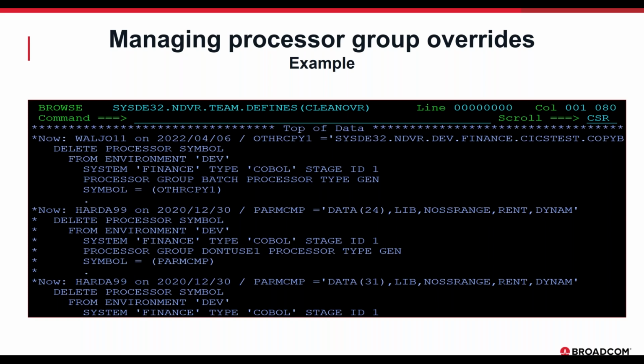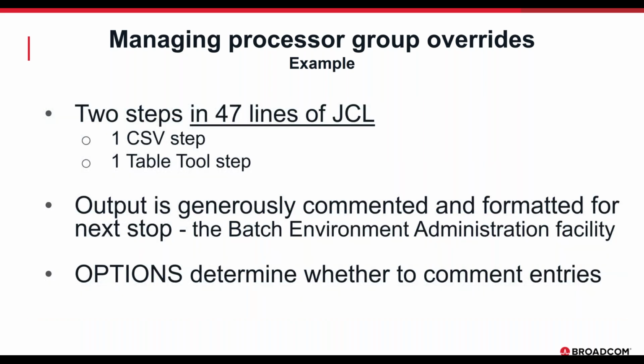This is just an example. So what does it take to build something like that? Now we're talking about, again, just 2 steps in 47 lines of JCL. The first step is a comma separated value step. And if you already have a comma separated value step, you can copy it into the JCL that you're using for this example. And the second step is the table tool step. Again, you could copy an existing table tool step into what you're using for this example.